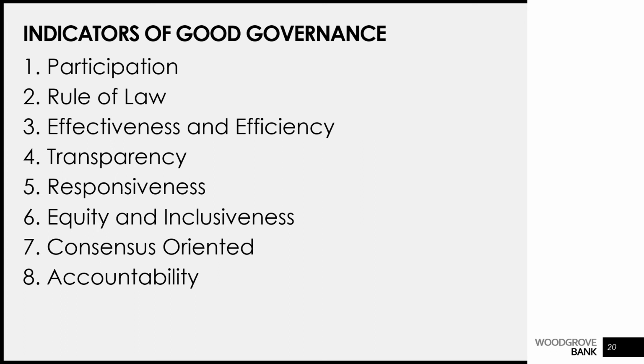Sixth, equity and inclusiveness. When you say equity, meaning there is just, fair, and they don't select clients. Inclusive, it's open to all, not exclusive. Seventh, it's consensus oriented, meaning if they agreed to a decision, then they will follow it. Eighth, the last one is accountability, meaning for the services that they are offering, they are accountable.